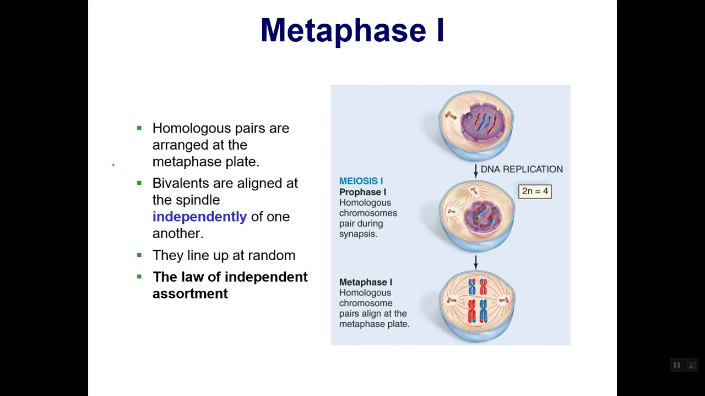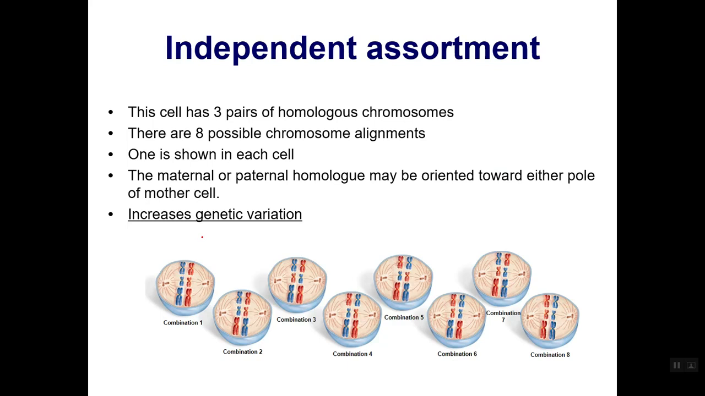In metaphase 1, our homologous pairs are going to line up on the metaphase plate. Now, something you need to know about the way they lined up is that they do so independently of one another. That means they do it at random. And this is called the law of independent assortment. Let's look at that in a little more detail to see what I mean.